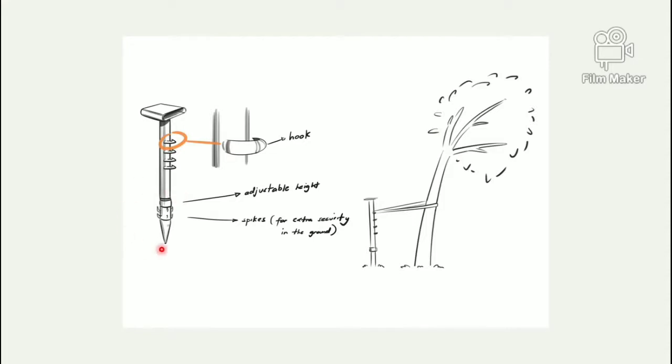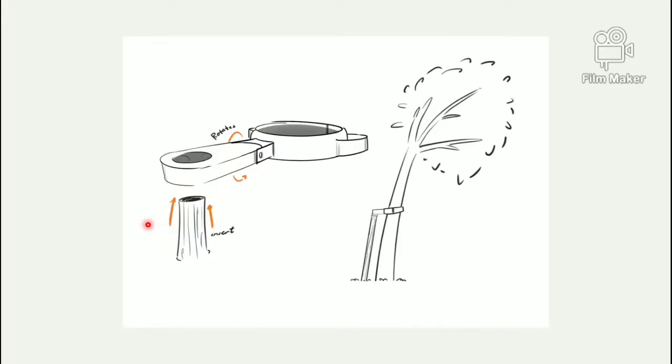It has spikes on it as well, so it can grip better in the ground. This one, the handle can rotate and it has a stake holder. The handle rotates so you can adjust the angle of how your stake would be, and it has a brace where you can attach it to the tree. It also has 2 other stake holders, so this can be a single stake system or a triple stake system.